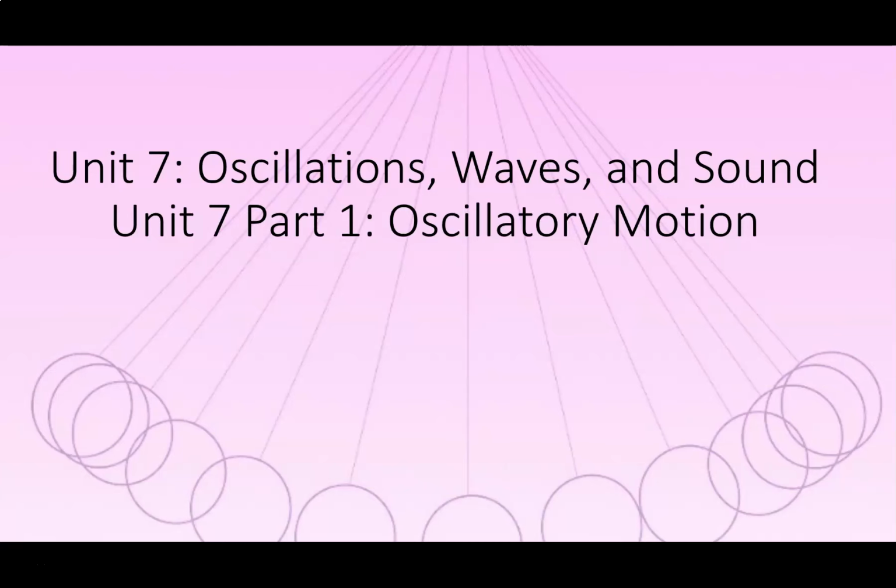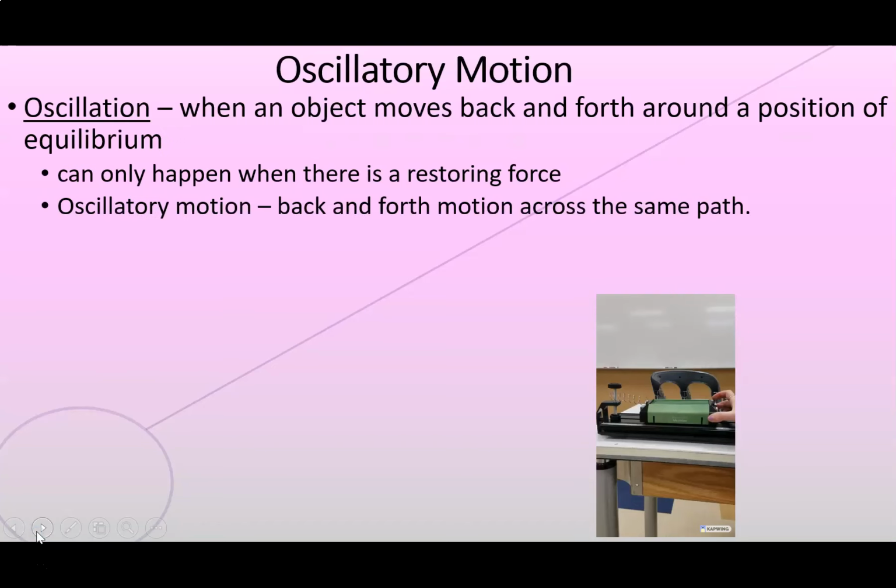In this video, we are going to start Unit 7, which is on oscillations, waves, and sound, and today's particular lesson is on oscillatory motion. So an oscillation is defined as when an object moves back and forth around a position of equilibrium. It can only happen when there is some sort of restoring force that causes the object to go back to equilibrium. And then oscillatory motion is back and forth motion across the same path.